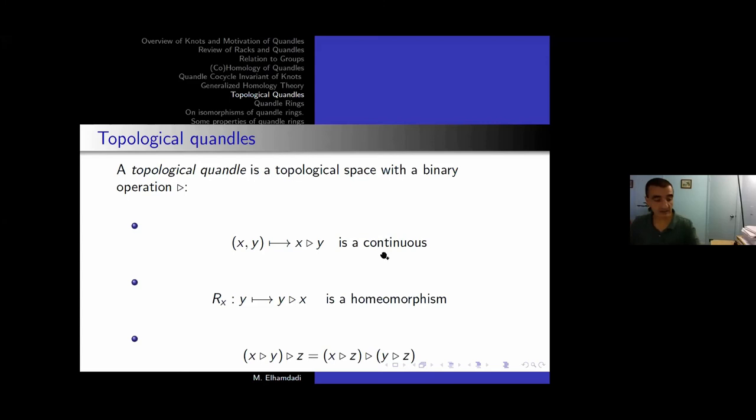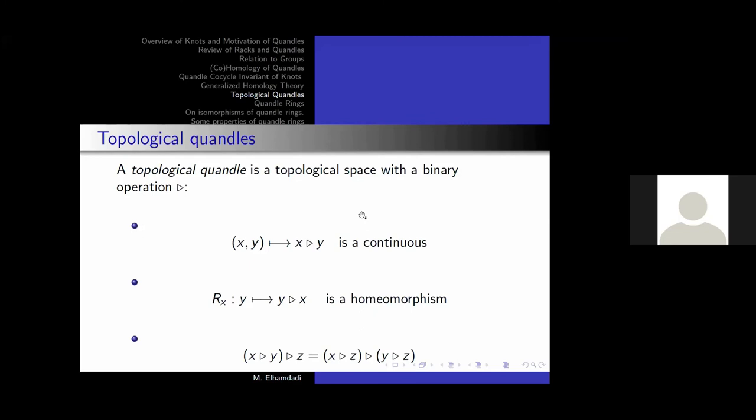I'm not sure if I should start talking about topological quandles or I should stop and discuss them tomorrow in addition to the quandle rings. I can either do a little bit of this or it will make maybe sense to just stop here, maybe 3 minutes earlier. Should I stop here or I continue a little bit? If you like, you may continue a little bit.